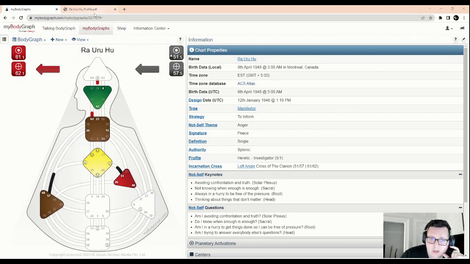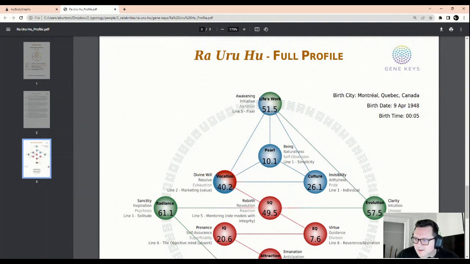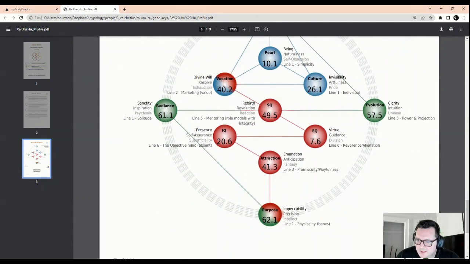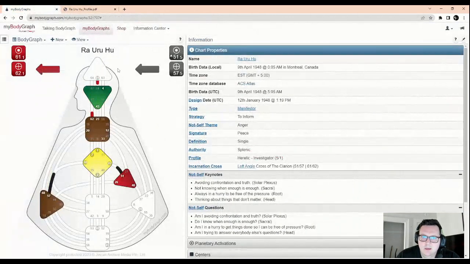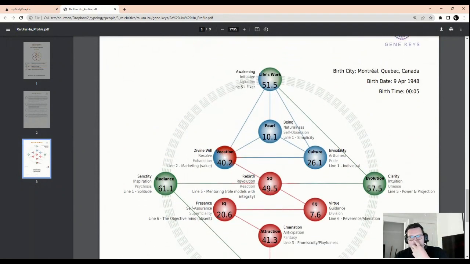So I want to show you guys real quick these four in the gene keys system. This is what it looks like in his gene keys chart. The 51's here, 57 there, 61, 62. So this is how it's tied to the human design. These green ones on here are the main sequence. So I'll just read real quick each of the levels: shadow, gift, and siddhi for each of these gene keys. The 51 is agitation as the shadow, initiative as the gift, and awakening as the siddhi. So that's the highest expression of that gate.